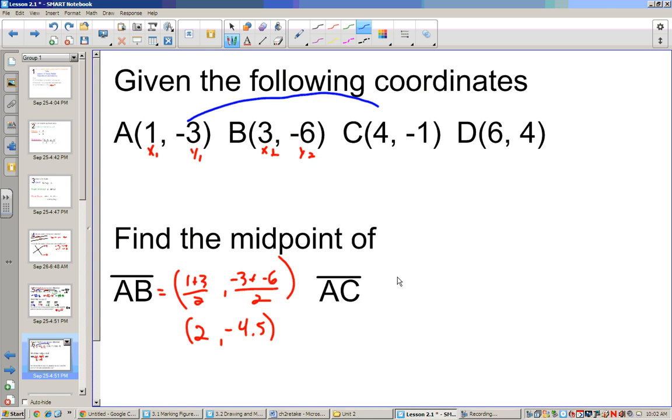All right, hopefully you're done. 1 plus 4 is 5, so we do 5 halves. -3 plus -1 is -4, and then we divide that by 2. So this would be (2.5, -2). So that's the point in between point A and C.